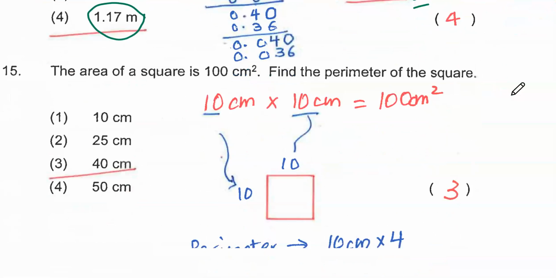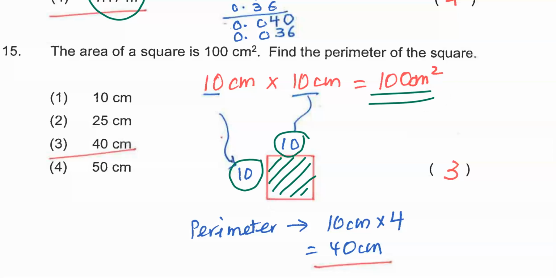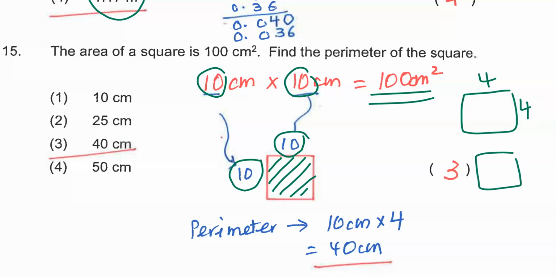Next, 15, last one. The area of the square is 100 cm square. It means the space occupied inside here is 100 centimeters square. And you know that the square has equal sides that times together give you 100. Obviously, the equal sides in your times table is 10 times 10. Now, you must have this knowledge. Just imagine in the square you can have 4 times 4 because the sides are the same, or 3 times 3, and so on.